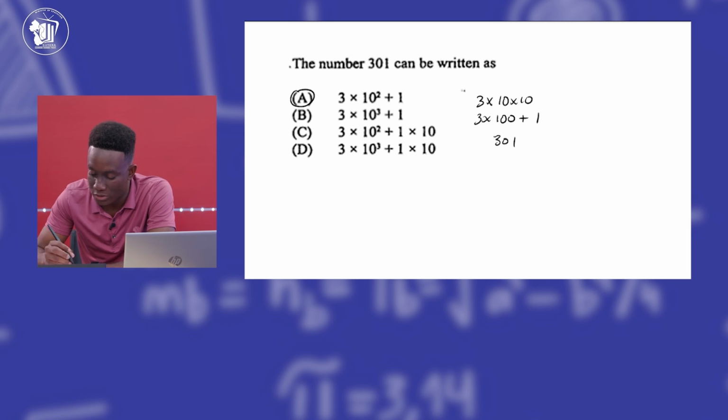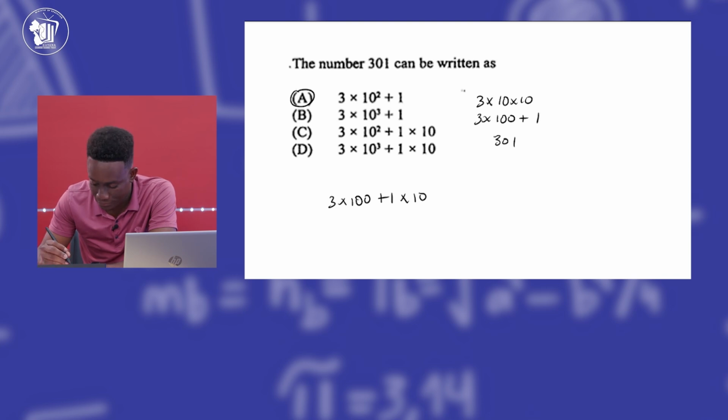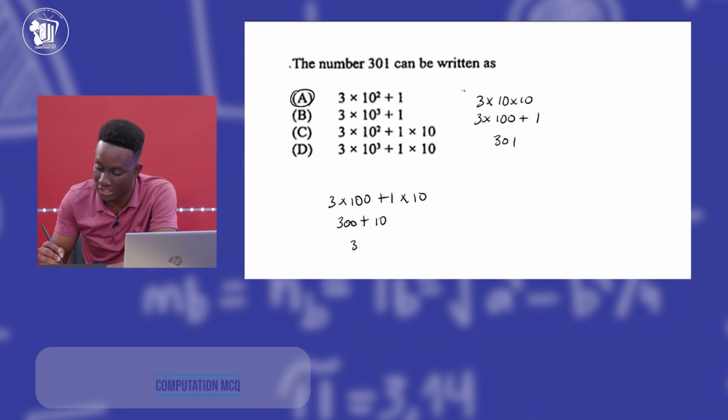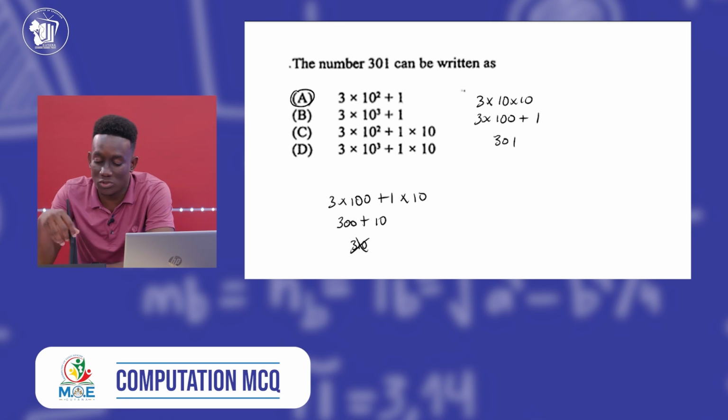Let's look at the other one. 3 times 10 to the second power would be the same as 3 times 100 plus 1 times 10. As BODMAS, we multiply. 3 times 100 would be 300, plus 1 times 10 would be 10. So 300 plus 10 would be 310, and that cannot work. So the answer, as you can see, is simply A, as easy as that.